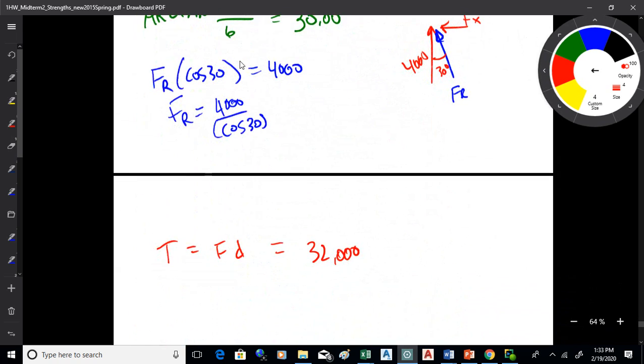So to get the distance, you do the square root of dx squared plus dy squared, and then to get the force, you're doing 4,000 over cosine 30. I think that's what we want. And then we should get to the 32,000.